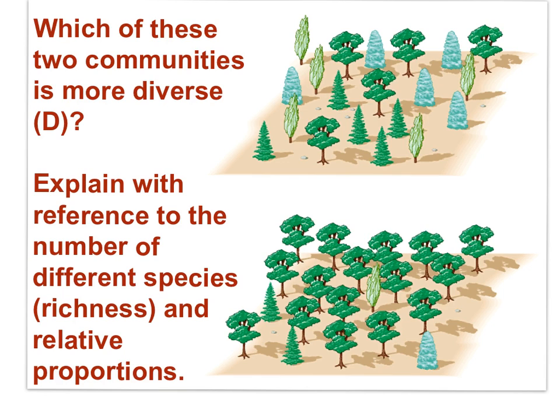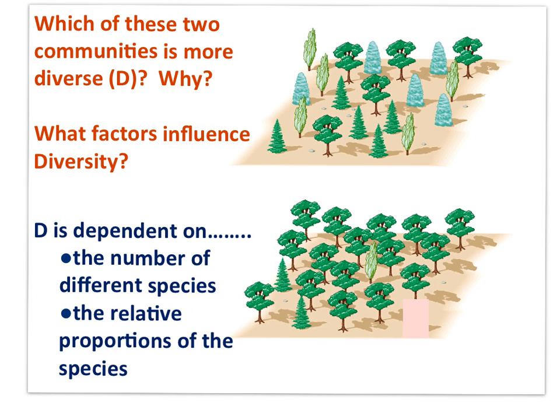I mean that the 4 species are more equally represented. The relative abundance of the 4 species is more even, more proportional. Thus, the top community is more diverse. So when we quantify diversity within a community, diversity is dependent on the number of different species, known as richness, and the relative proportions of the species, known as evenness.